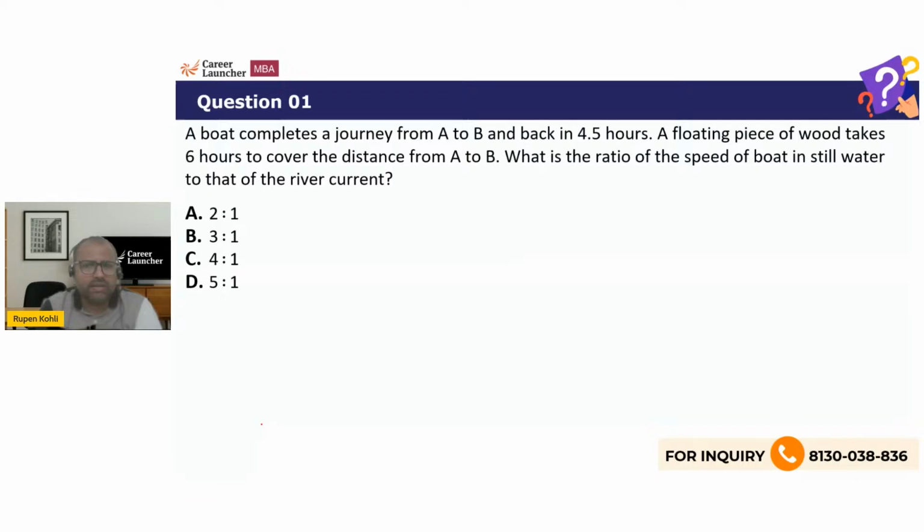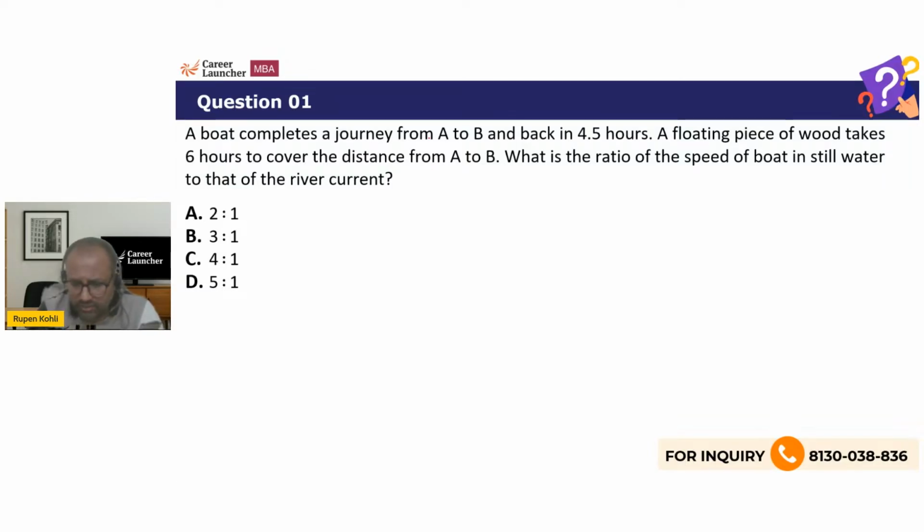Nowhere is it mentioned which journey, A to B or B to A, is upstream and which is downstream. That is implicitly defined by the second statement, that a floating piece of wood takes 6 hours to cover the distance from A to B. If a piece of wood is floating, obviously it would flow with the river current. So A to B is the direction in which the river is flowing. So the downstream direction is from A to B, and B to A is upstream. Downstream means going with the flow of the river, upstream means going against it.